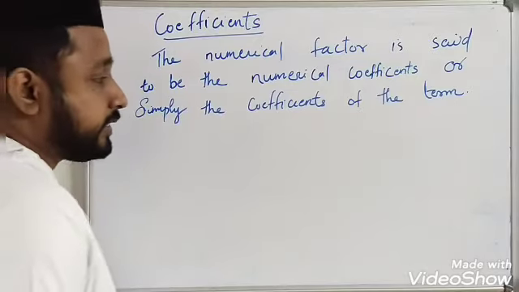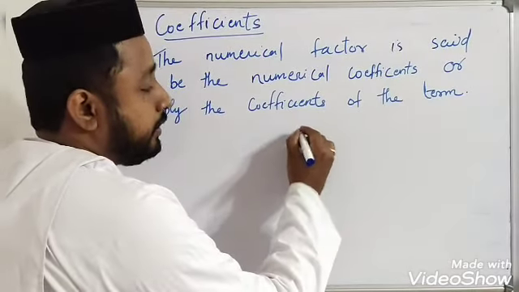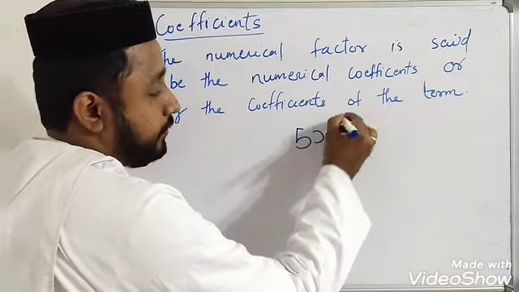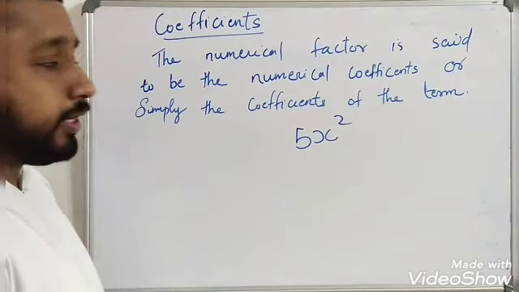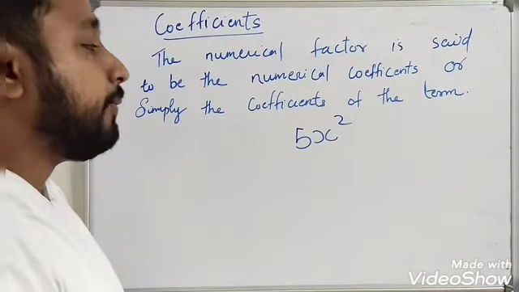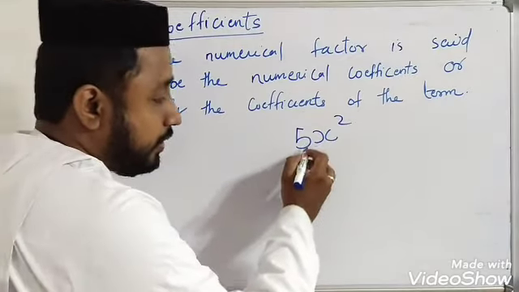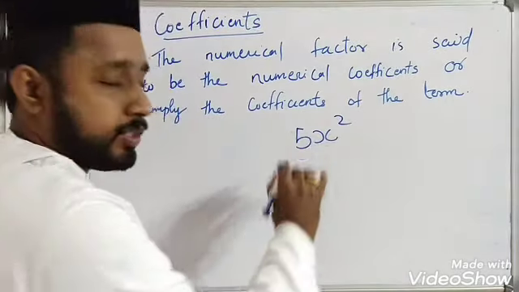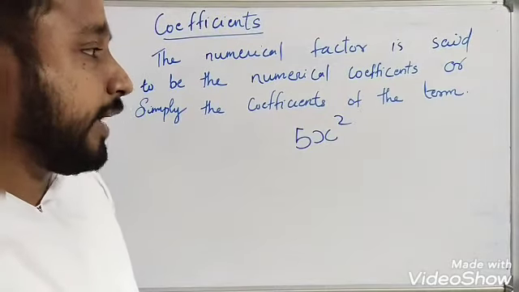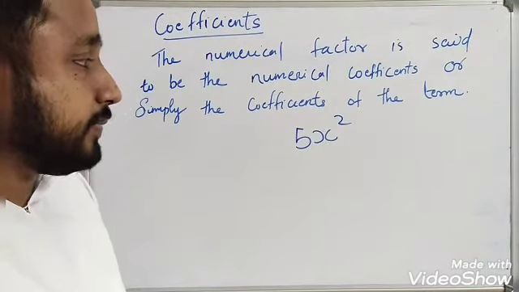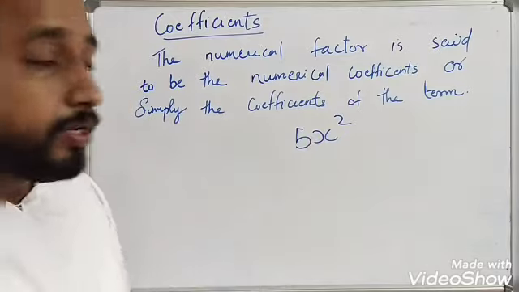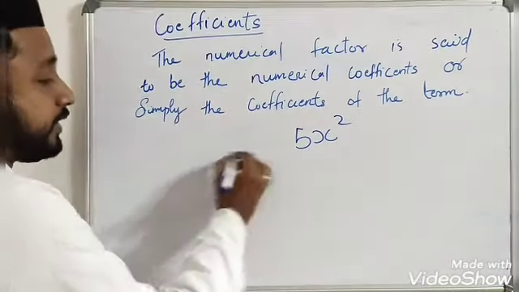I am going to write an algebraic expression, 5x square. In this term, I am going to factorize. So 5, then x square. X square means x into x. These are the factors. So the coefficient of x square.